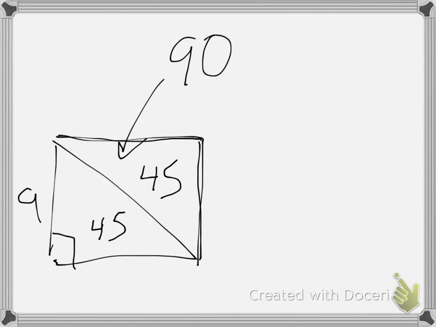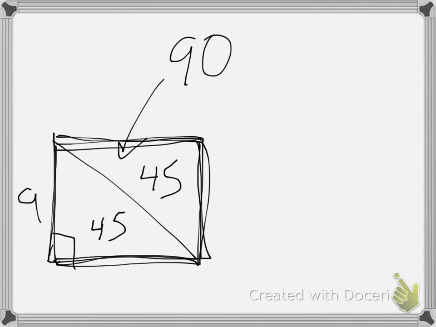And so areas for squares and rectangles are pretty easy. So the area for this rectangle, 9 times what is 90? 9 times 10 is 90. So the base is going to be 10.